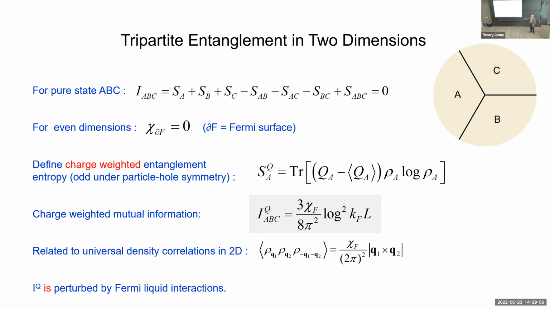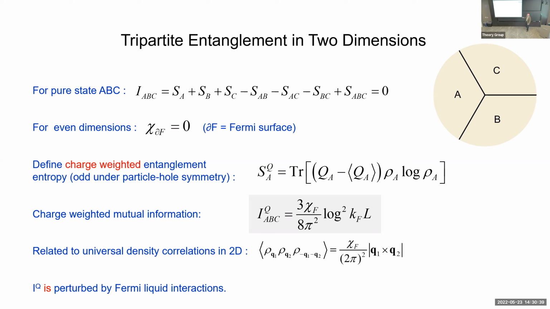And so this charge-weighted mutual information, which I can define just by doing this with q's on all of these, has a log, and this is related again to the universal density correlations in 2 dimensions. For a free Fermi gas in 2 dimensions, there are these universal equal time density correlations. In this case, it is q1 cross q2 absolute value. And again, maybe this is something that one could do in a 2-dimensional electron gas, some scattering experiment to measure this. That might be an interesting thing.